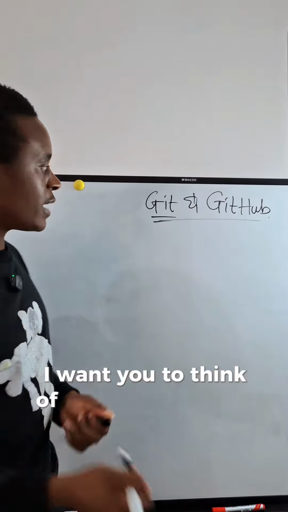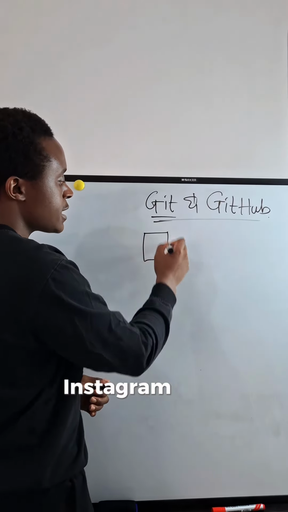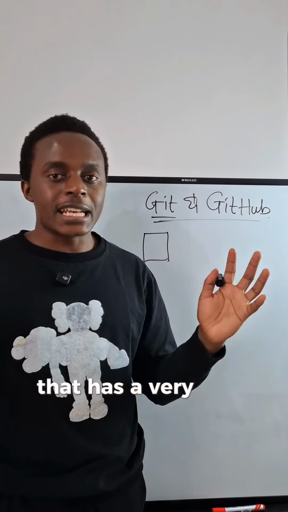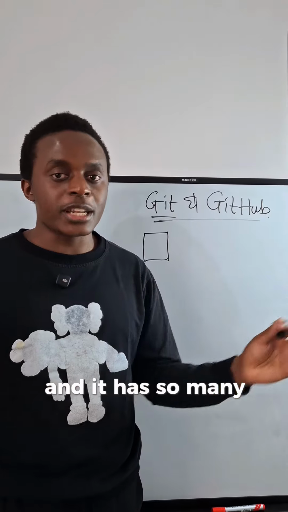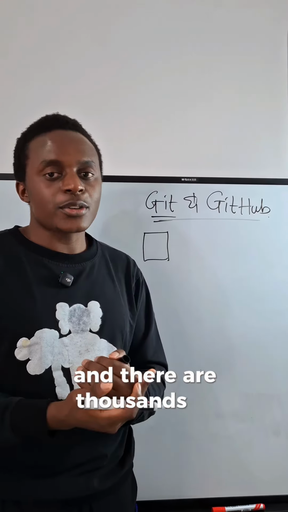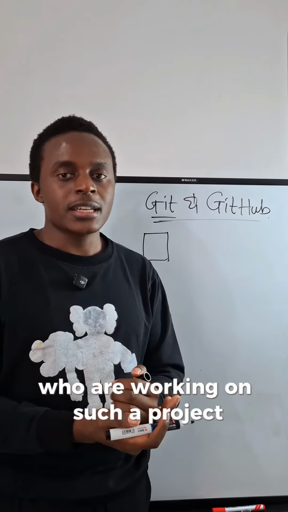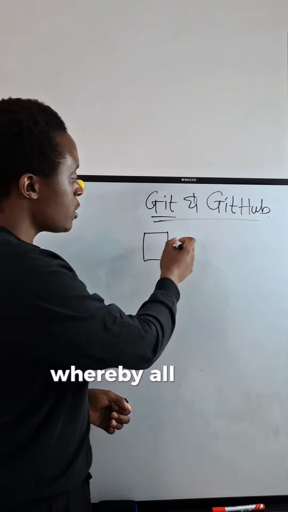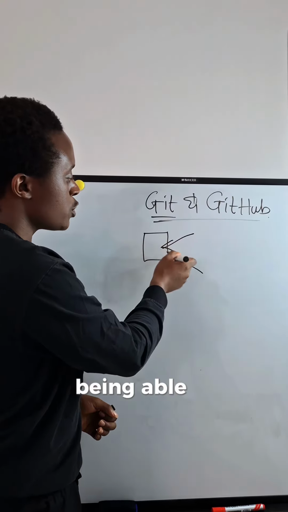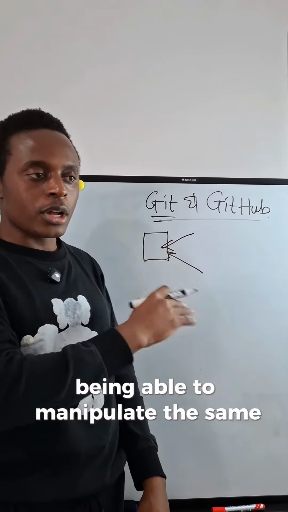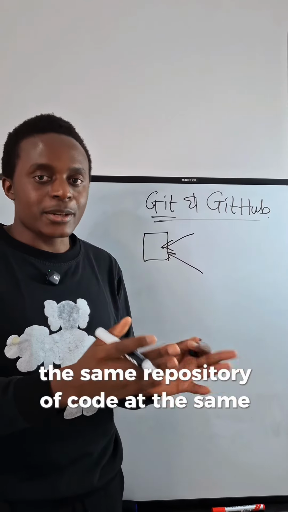Now, I want you to think of an application like Instagram. Instagram is an application that has a very large repository, and it has so many repositories actually. And there are thousands of developers who are working on such a project. Now, I want you to imagine a situation whereby all these developers are basically being able to manipulate the same repository of code at the same time.